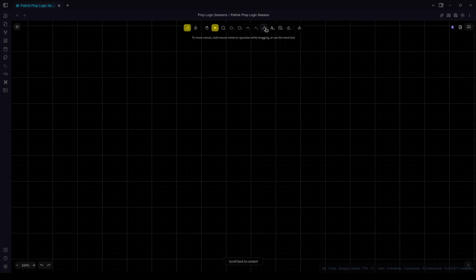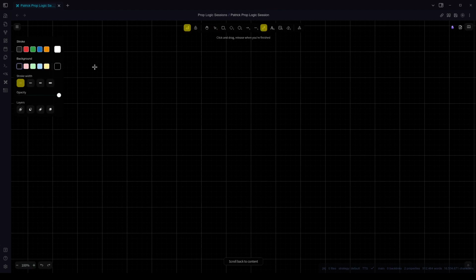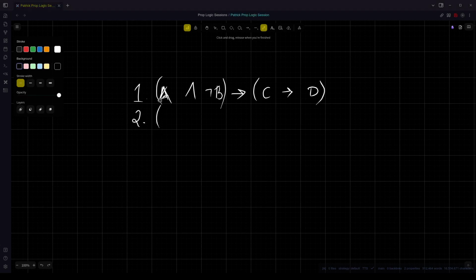Let's try. So we have A and not B implies C implies D. Second premise, A and not B or D implies not C.